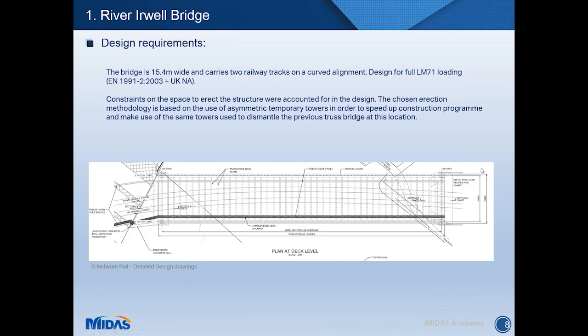In terms of plan view, you can see the deck is 15.4 meters wide and carries 2 railway tracks on a curved alignment. It's designed for full LM71 loading, SW0 and SW2 as per Eurocode's definition. The construction of the bridge made use of asymmetric towers, which we will see are placed here and here. And this was done to gain on the construction program by reutilizing the towers that were used to dismantle the previous truss bridge at the same location.